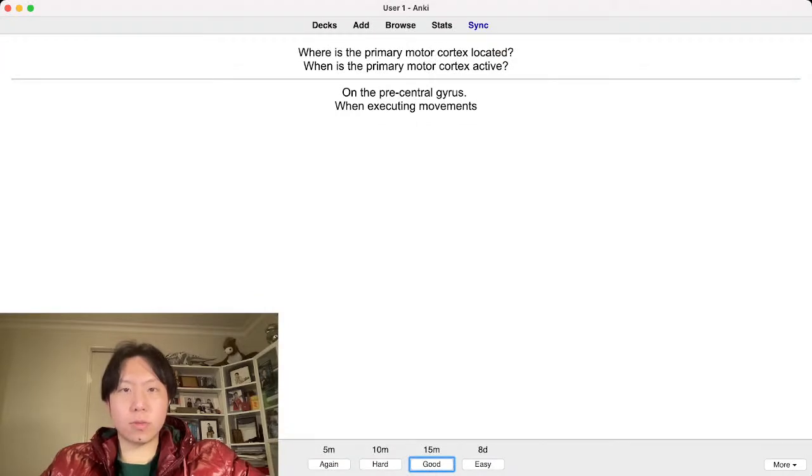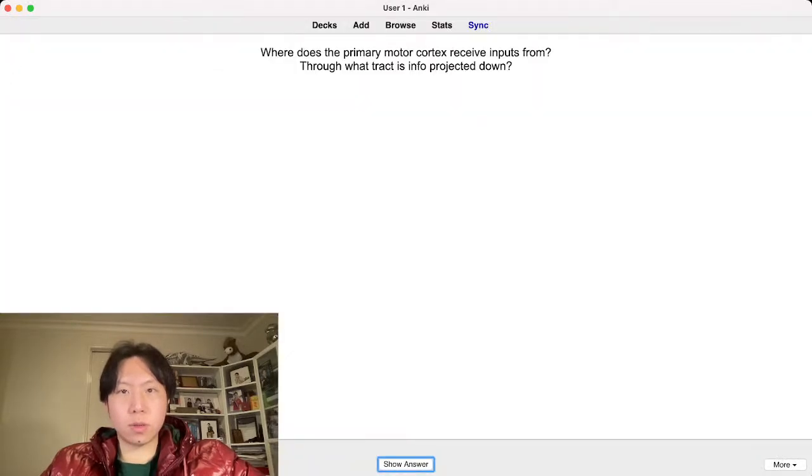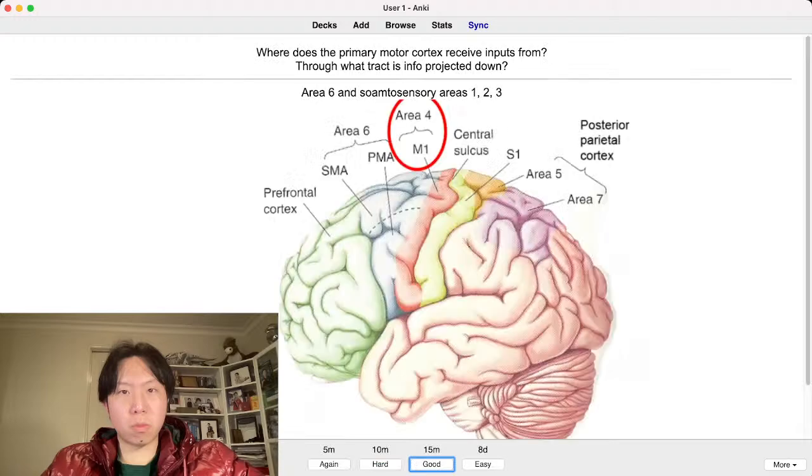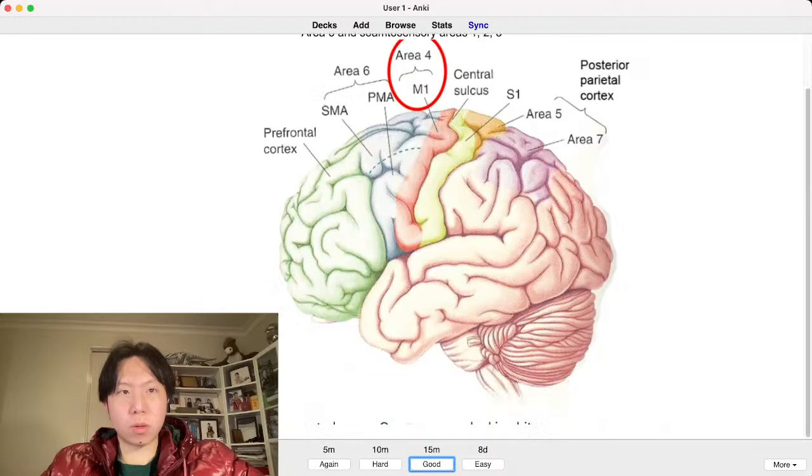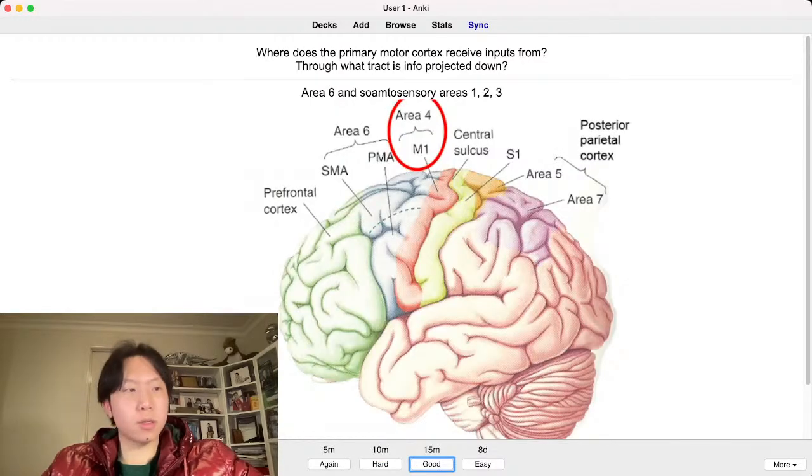Precentral gyrus, executing movements. What is the primary motor cortex? It's corticospinal, but where does the primary motor cortex receive input? Yeah, I did not know that. Area 6, and somatosensory areas 1, 2, 3.